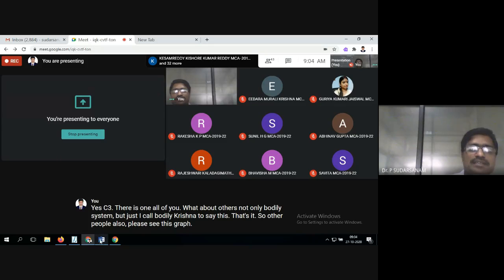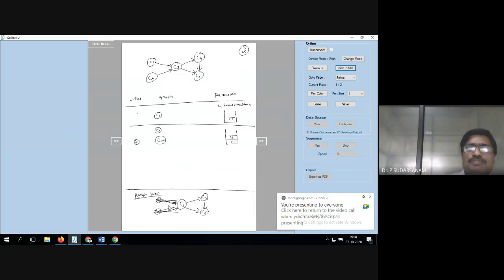In this graph, what will happen? C1 is inserted to the stack. C1 is deleted, that means you have taken C1. Next C2 is deleted, that is you have taken it, that is you have moved it into the stack. So now where you don't have in-degrees, C3 has no in-degree. So now write it here.